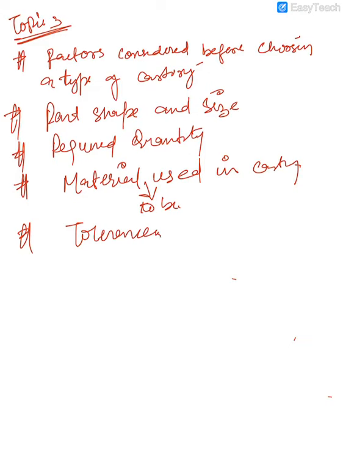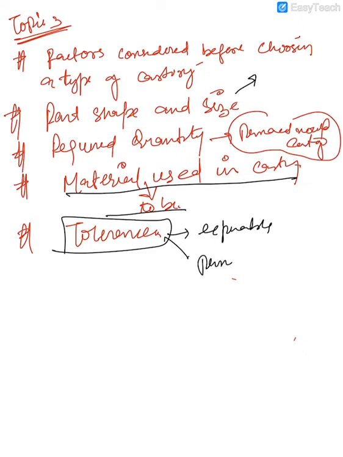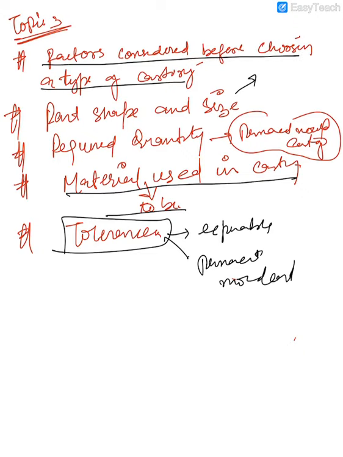So, for example, if the number of parts is in the thousands, you have to go with permanent mold casting. If the part shape is complex or intricate, then we can decide whether we will go for an expendable type of casting or a permanent mold casting. If we need low tolerances, a good surface finish, or other things, then we should consider whether to go for an expendable or a permanent mold casting. These are the factors that should be considered before choosing a type of casting.